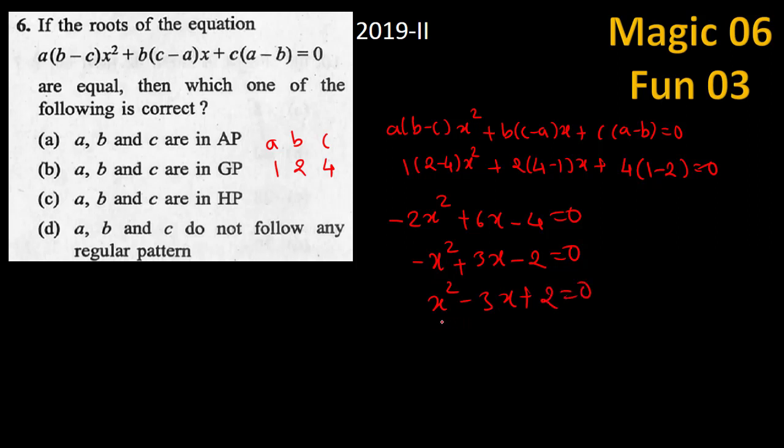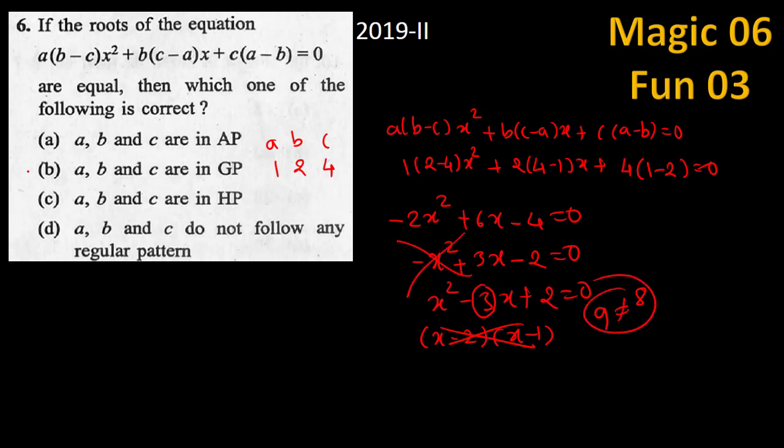Are the roots the same? Let's check. So it is x minus 2 and x minus 1. B square minus 4ac. Don't go for this also. Check b square minus 4ac. B square is what? B square is 9. Okay. Minus 4ac. 4ac becomes 8. Okay, so 9 is not equal to 8. So definitely this is wrong. So option B is also wrong.